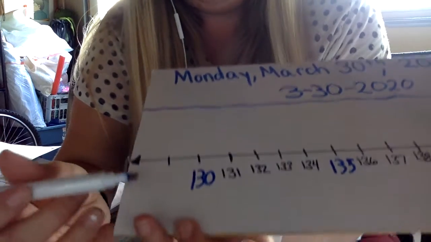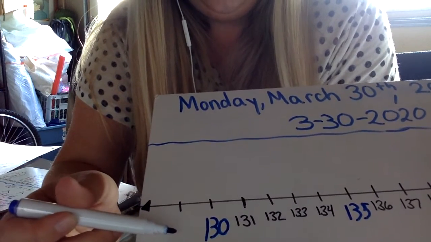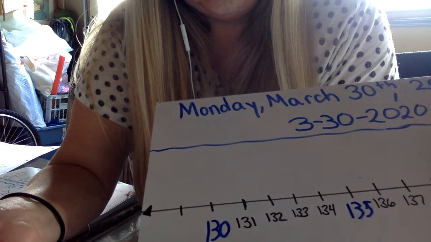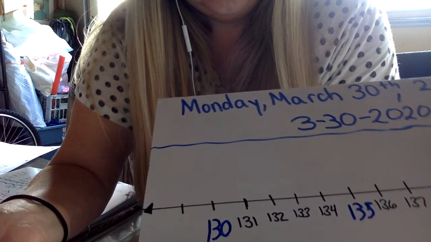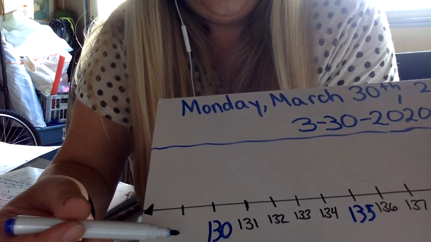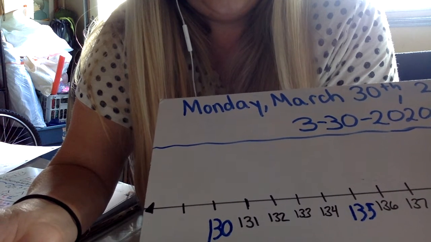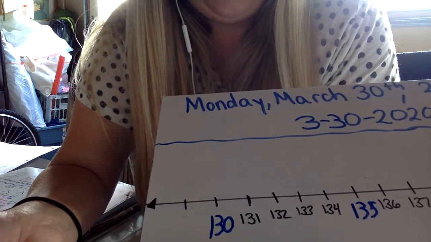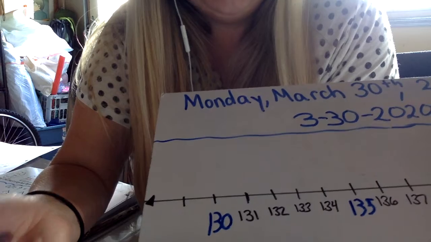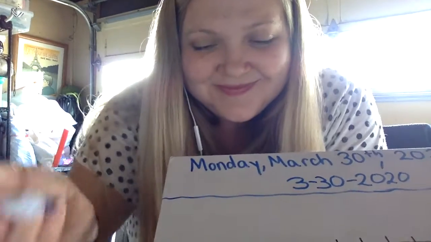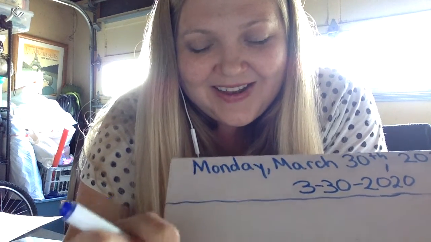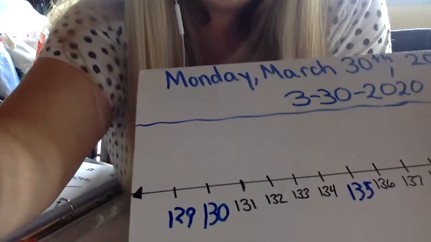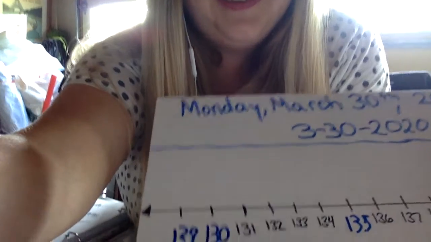Oh, but there's one more spot. What number is one less than 130? What number would be right before this, counting by ones? You got it? Okay, tell me. What is it? That's right, 129. A 1, a 2, and a 9.